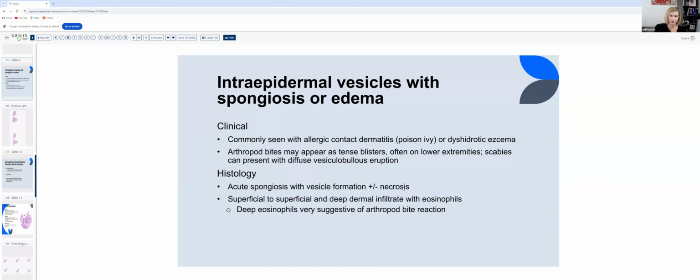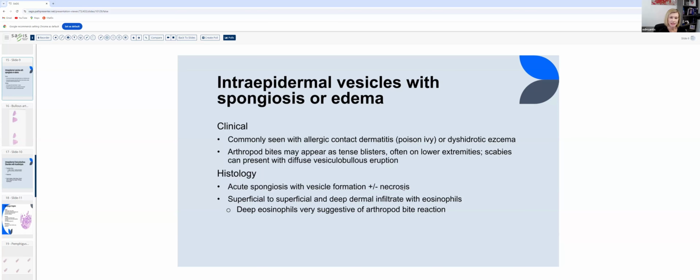So moving on to intraepidermal vesicles that are the result of spongiosis or edema. This is most commonly seen with allergic contact dermatitis. Could be contact dermatitis to any allergen, but poison ivy is very classic. And arthropod bites can also have this histologic presentation. Arthropod bites often appear on the lower extremities, and scabies infestations can also present with a diffuse vesicular bullous eruption.